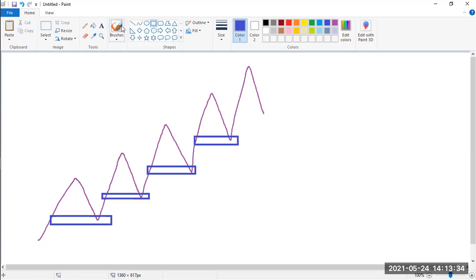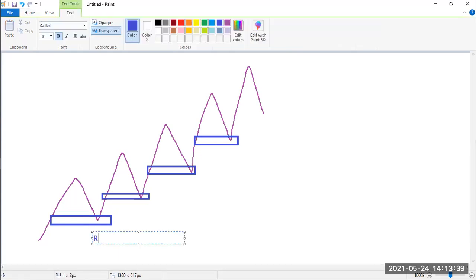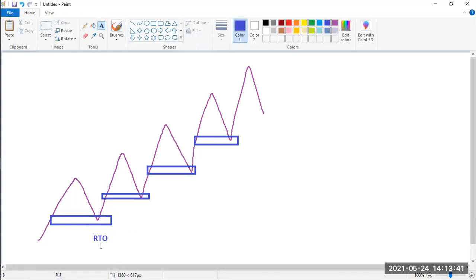So when price comes back to the order block, we call that RTO, return to order block. So most of the higher lows are going to be on order blocks. Most of the lower highs also, the lower highs.